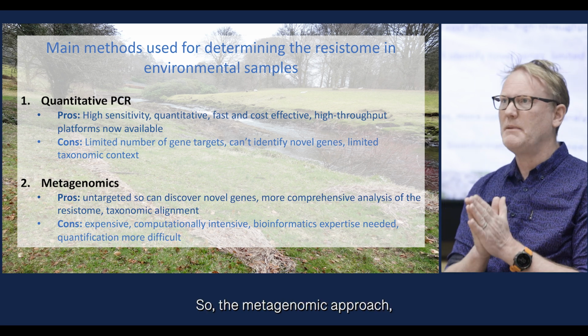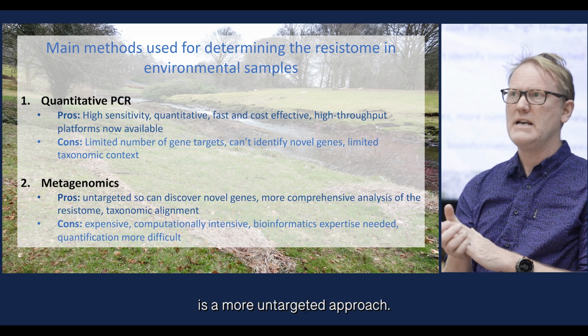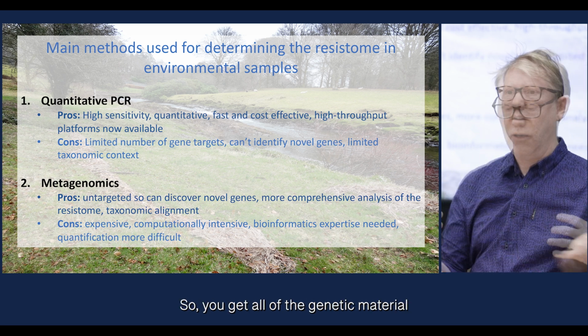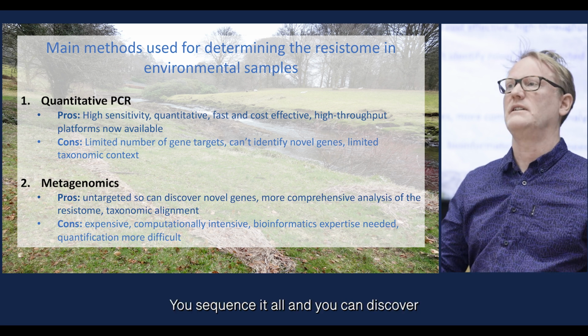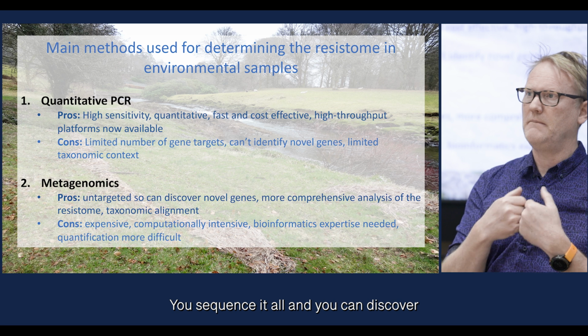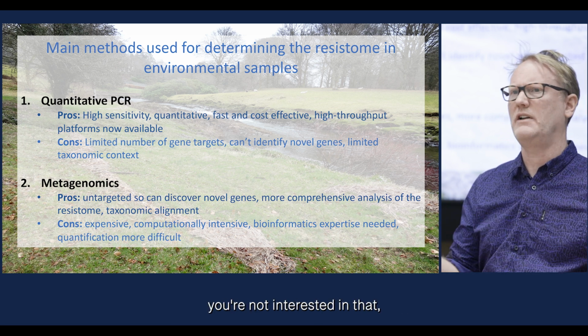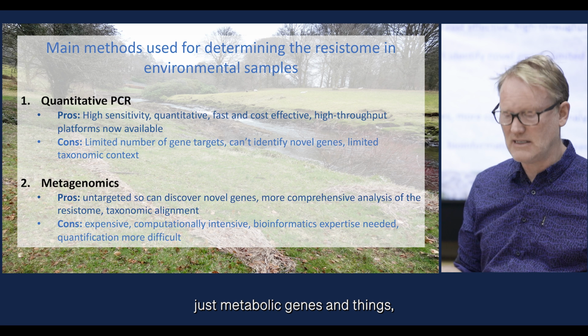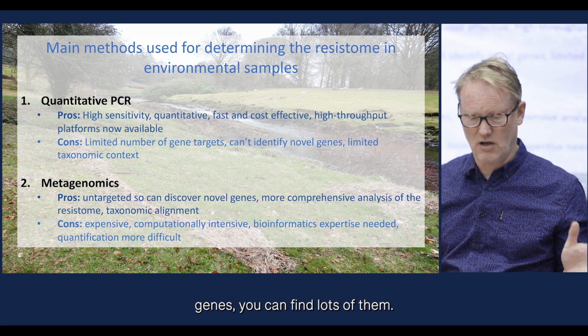So the metagenomic approach, which is probably the direction of travel for the field at the moment, is a more untargeted approach. You get all of the genetic material out of your sample, you sequence it all, and you can discover lots of novel genes. Most of the genes in there, of course, you're not interested in. They're just metabolic genes and things. But if you go specifically searching for all the antimicrobial resistance genes, you can find lots of them.